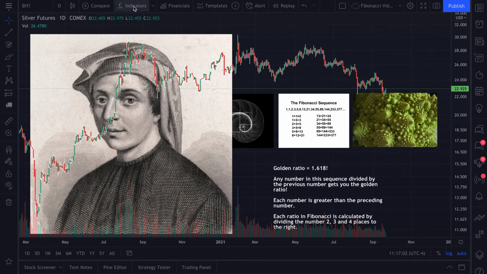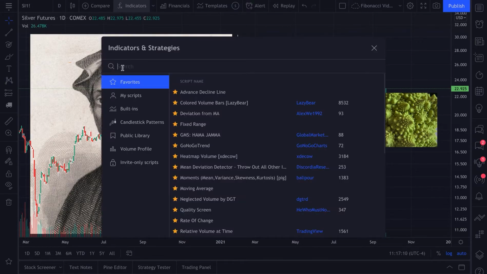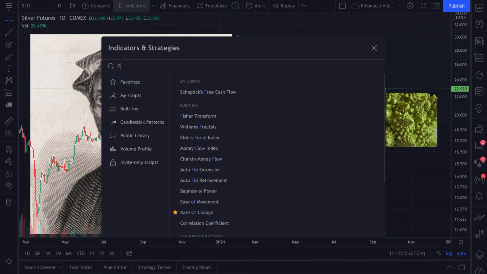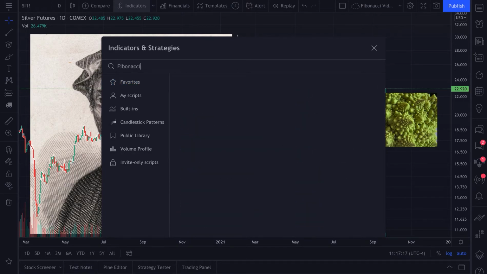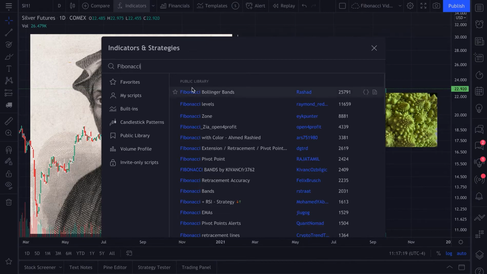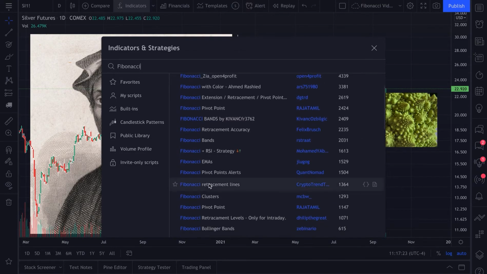Another really cool tip to getting started with Fibonacci on TradingView is to go up to your indicators and strategies menu and click. Make this search box your best friend, because if you type in a keyword like Fibonacci, you'll see all of the scripts, indicators, and strategies coded by other traders and investors around the world.